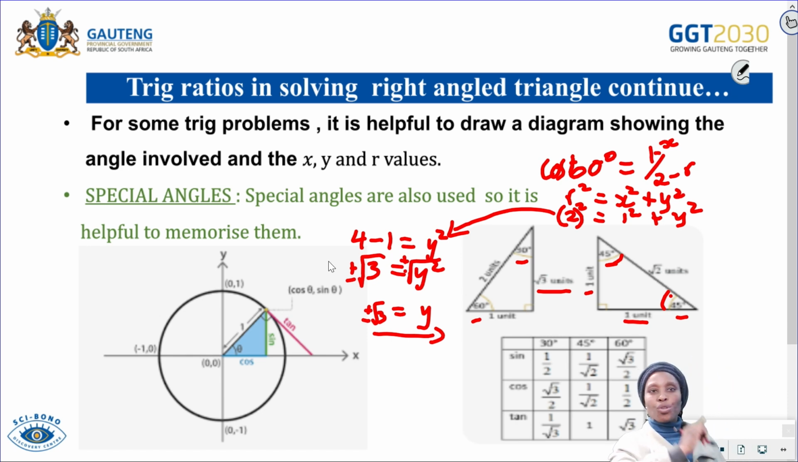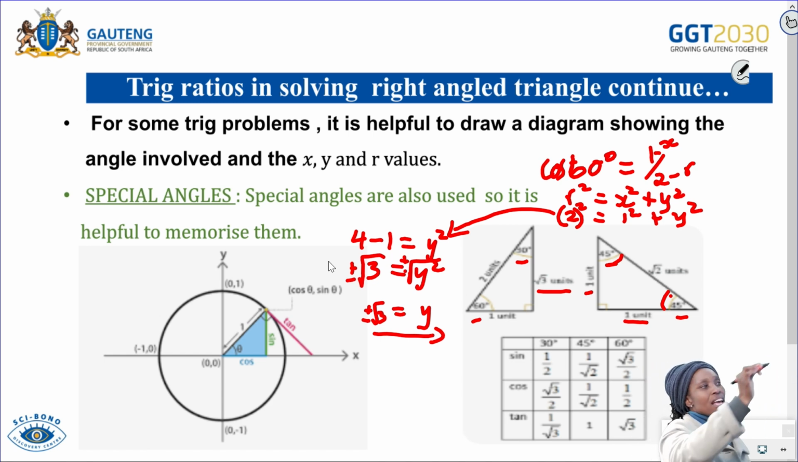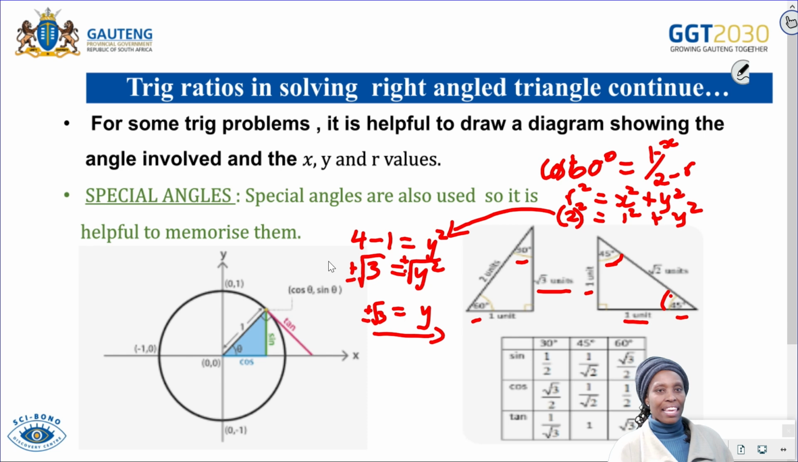And when I'm calculating the longest side, I will use Pythagoras and say 1 squared plus 1 squared equals r squared, in case I have forgotten the value of the longest side using my special angle, and I get the square root of 2. That is what I am using when doing the special angles.